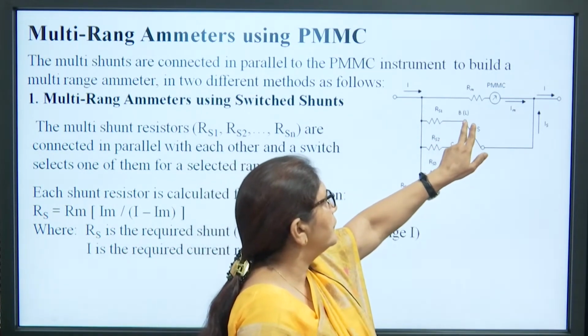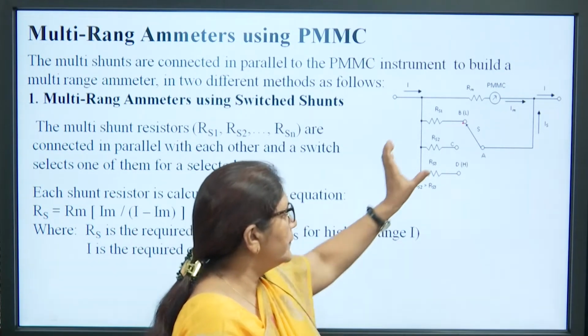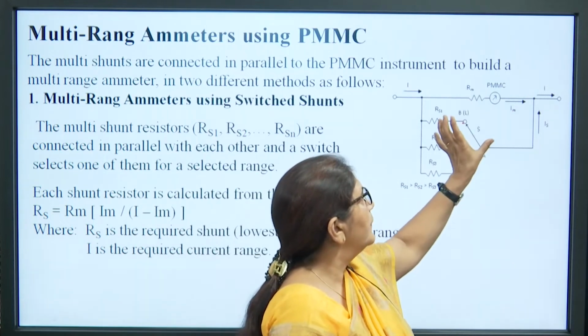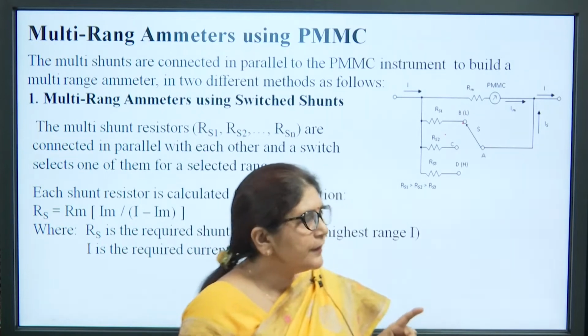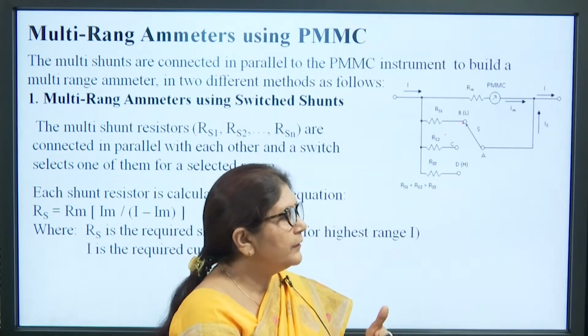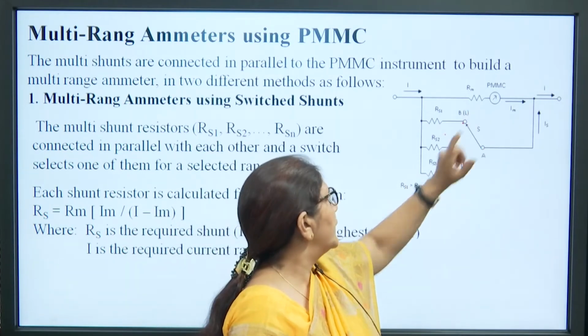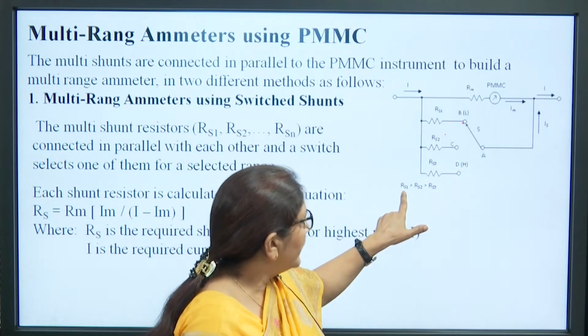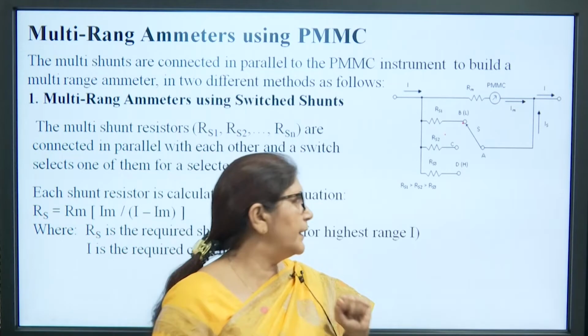So, this is the lowest value, meaning if RS1 is higher, because the voltage across this resistance is the same as the voltage across this resistance. So, if the voltage is the same and we want to measure a higher value of current, we should keep the resistance low. Here the low value of current is measured, so the value of resistance is high. So, here RS1 is greater than RS2 is greater than RS3.